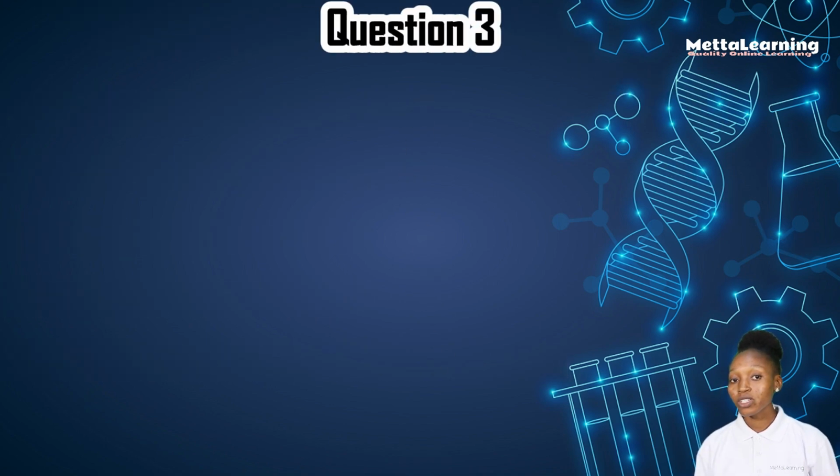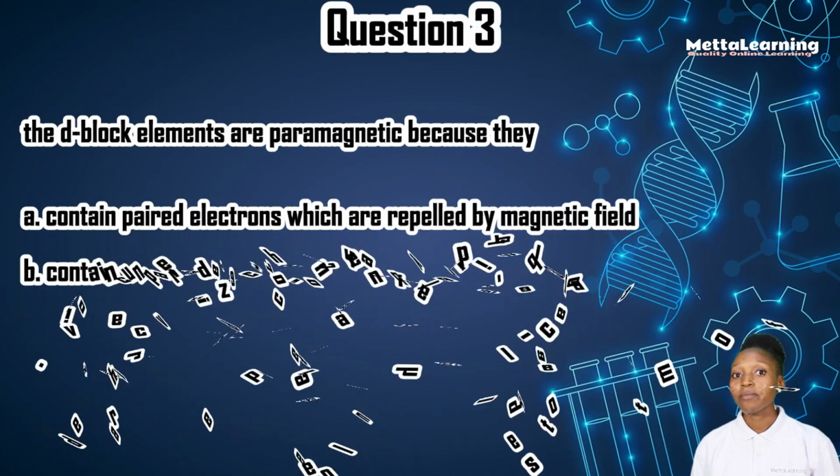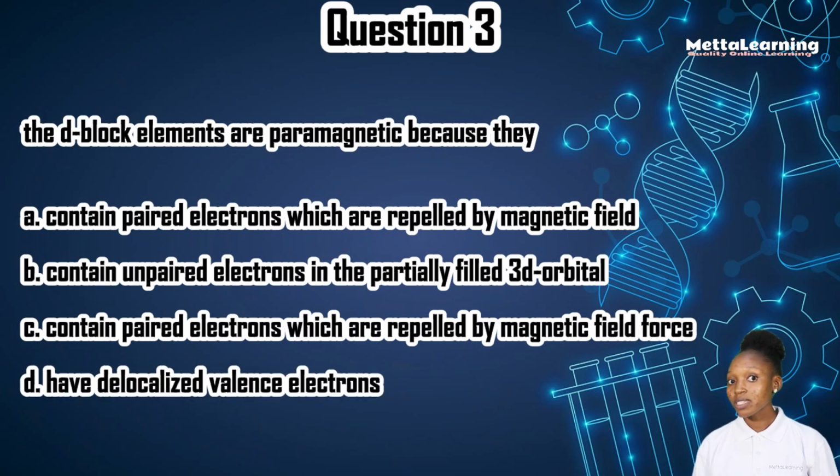Another year, question 42. The D block elements are paramagnetic because they A. Contained paired electrons which are repelled by magnetic field. B. Contained unpaired electron in the partially filled 3d orbital. C. Contained paired electrons which are repelled by magnetic field force. And D. Have delocalized valence electrons.